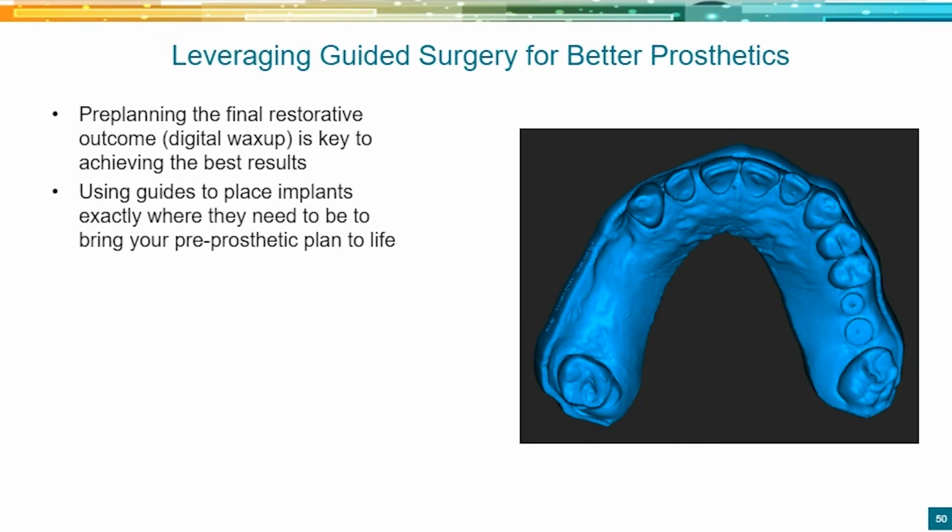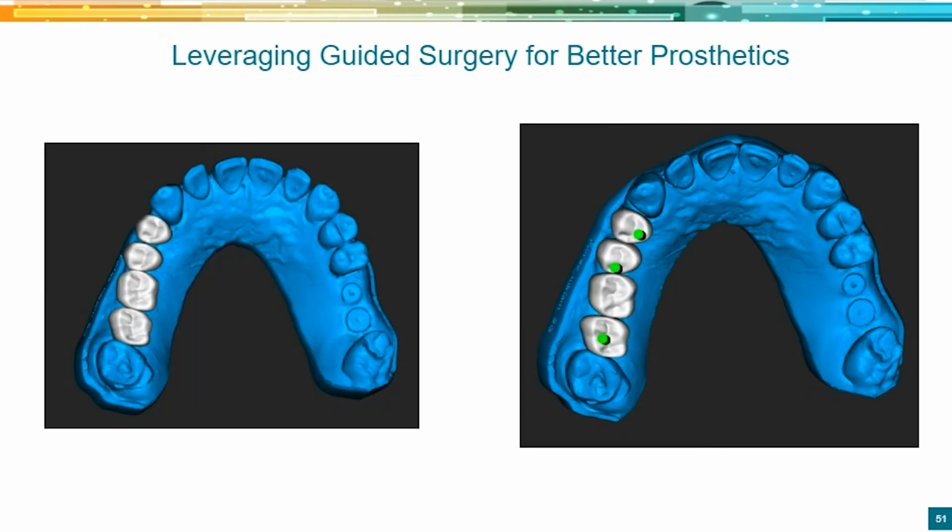Or if we already have the STL, we could bring it into a software and do a digital wax up, or have your lab make a digital wax up for you, right? So now with our digital wax up, before the teeth are going to go, we can plan our implant positions. This is going to be a 4-unit bridge. So we're going to splint all of these implants together.